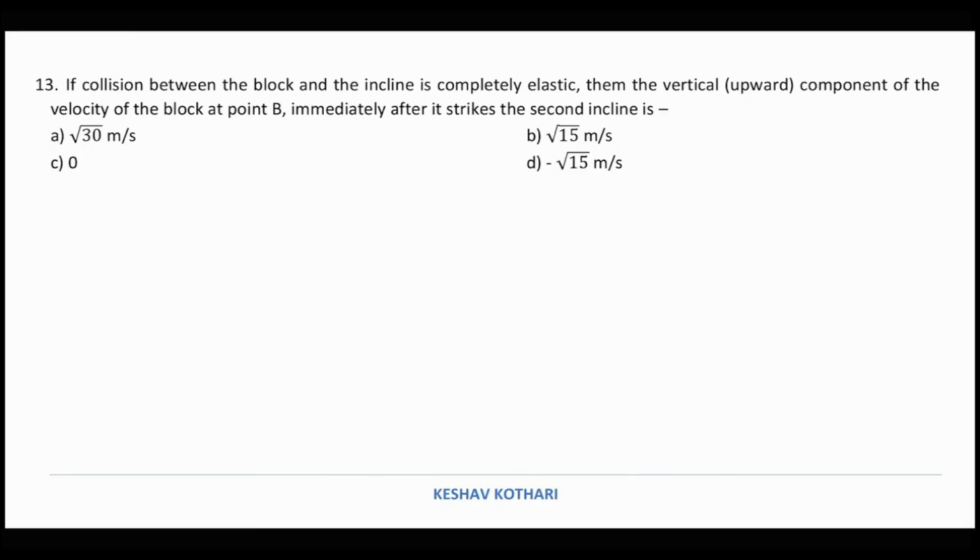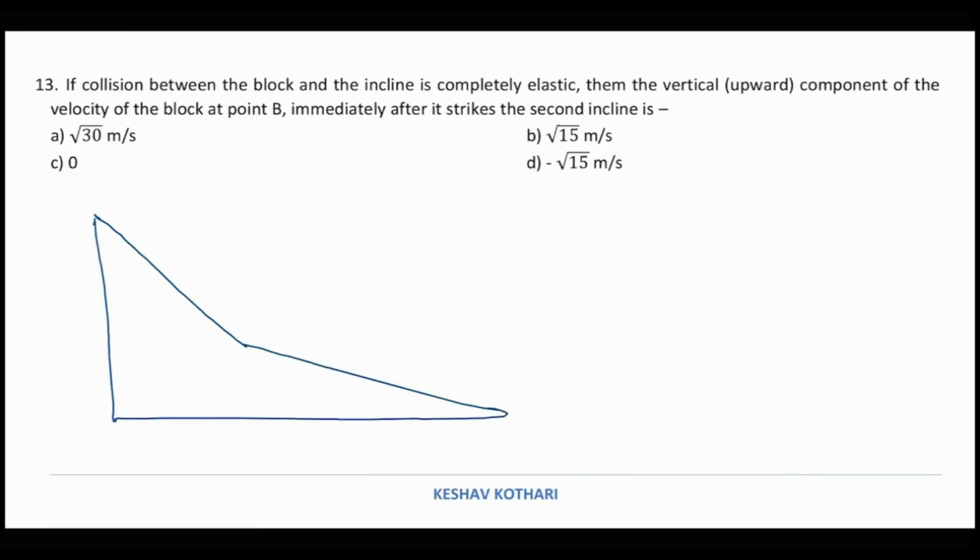That is, if I draw it one more time. So this is how the inclined plane arrangement is looking like. So just before the collision over here, we say that this velocity V can be written in this way: V cos 30 and V sin 30 respectively.